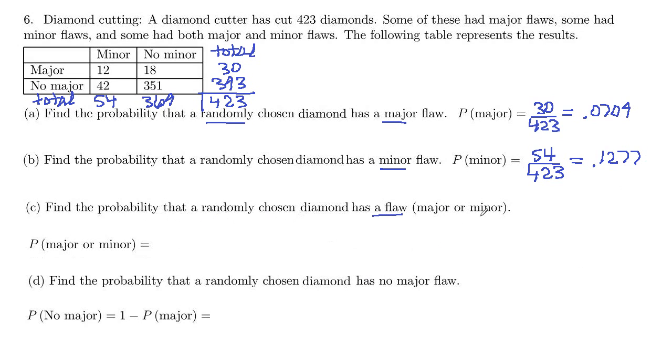Find the probability a randomly chosen diamond has a flaw. So that's saying major or minor. So this is asking what's the probability of major or minor flaw? Well, this is a union rule because it's got or, an addition rule. So we take the two separate probabilities, probability of a major plus probability of minor. So we add those, and then we subtract out the overlap. So minus probability of major and minor.